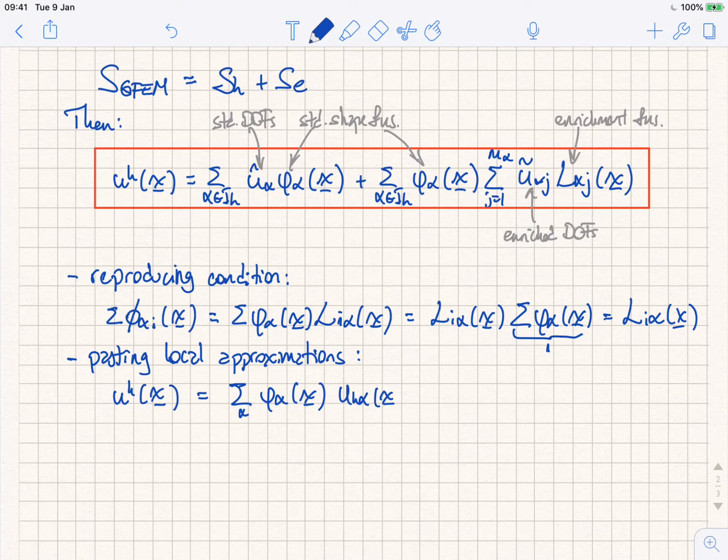Yeah, this is another way to write that equation. And here, again, we have our partition of unity. This is normally the way it's written. You will find that in papers. And this is the local approximation of U.